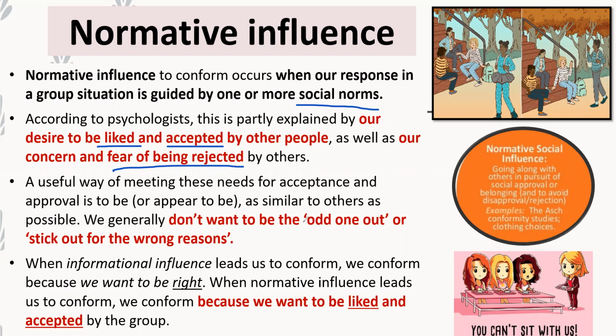So just remember the main difference between informational and normative. Informational influence is when you conform because you want to be right, you want to be correct, you want to be accurate. Normative influence, on the other hand, is when you conform because you want to be liked, you want to be accepted, you want to be welcomed, and you want to belong. That's the basic difference between the two, because sometimes we can ask you to distinguish between those two concepts.